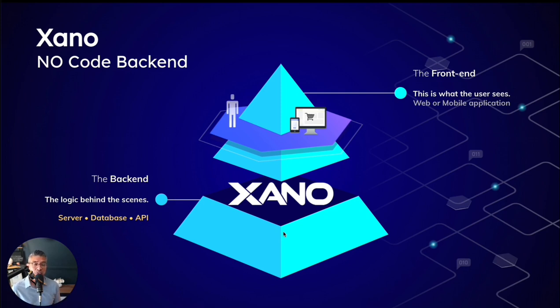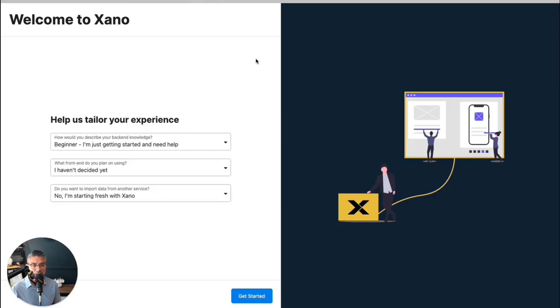Now, the backend usually consists of three major components: a server, which is really the container or engine for your application, the database, which is the store of all your data and where everything lives, and then your API, which is the messenger that runs back and forth between the front end and the back end to deliver data to the user, transform data, and then store it back into the back end. So let's go into the Xano project and show you how this works.